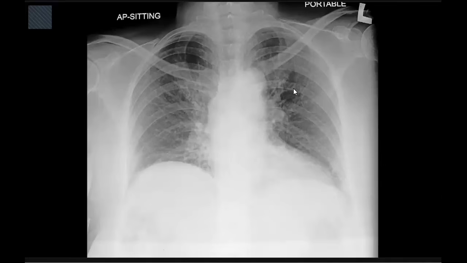Now I'm looking at the diaphragms. The right hemidiaphragm appears to be raised. Now I'm looking in the abdomen for any abnormal shadows. I cannot see the gastric bubble on the left side.